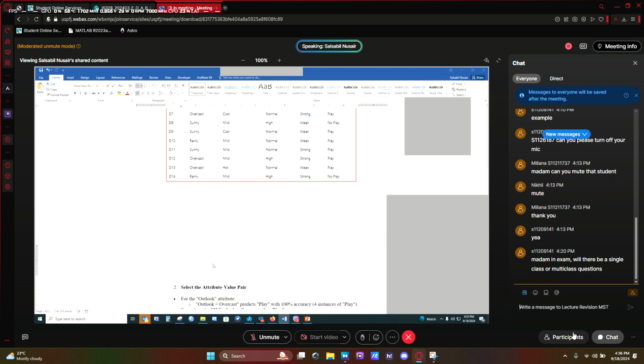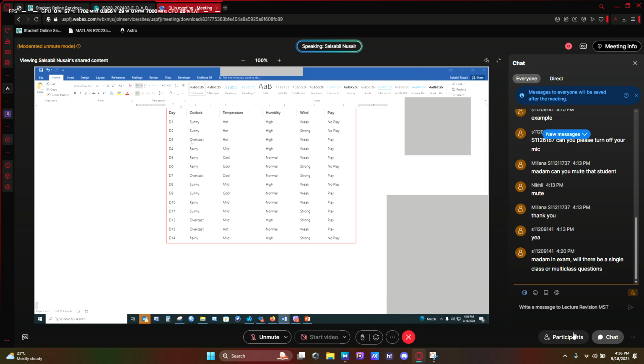If you fall back on overcast, and you look at humidity, this was high. If you look at humidity, this was normal. If you look at humidity, this was high and this was normal. So I had two high, two normal, but which ones of them were play?